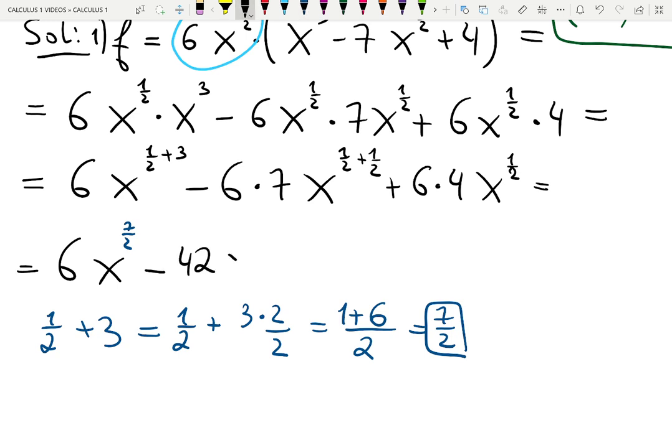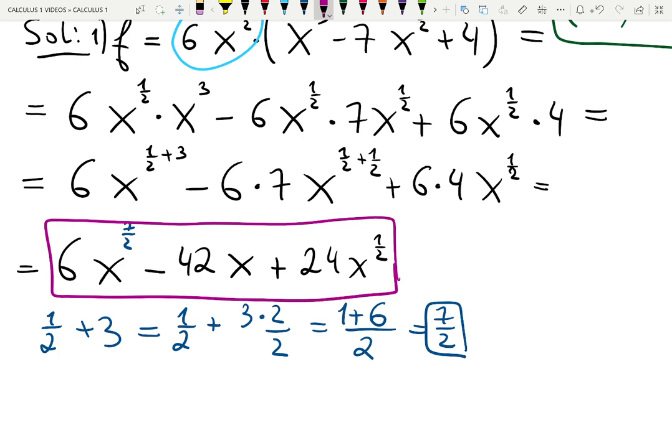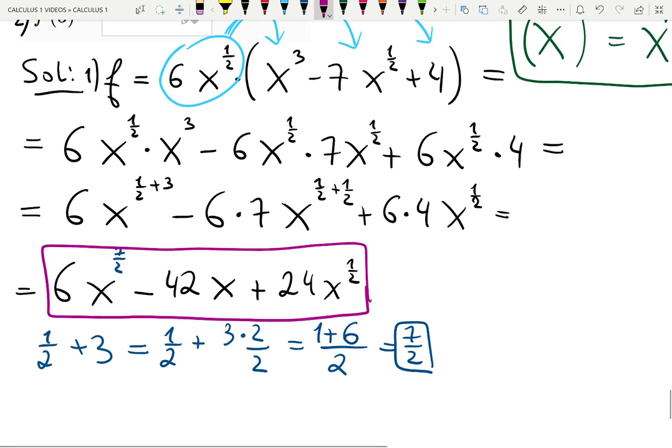Minus 42x, 1/2 plus 1/2, I hope you know, it's 2 over 2, which is 1, plus 24x to the 1/2. And this is the function which we did not differentiate yet. Please remember, we just simplified it. And by simplifying, I actually don't claim it is a simplified version. It's a distributed version.